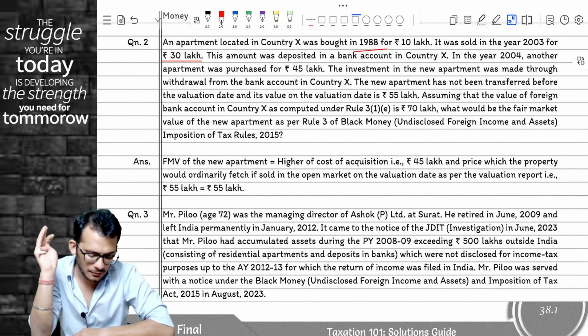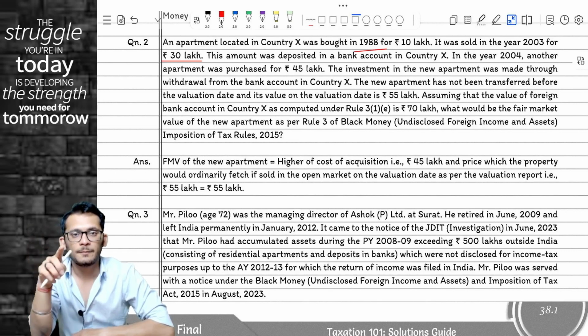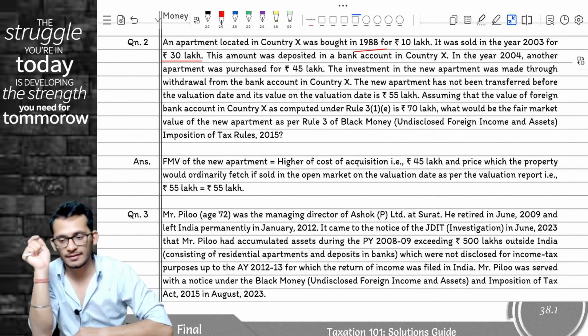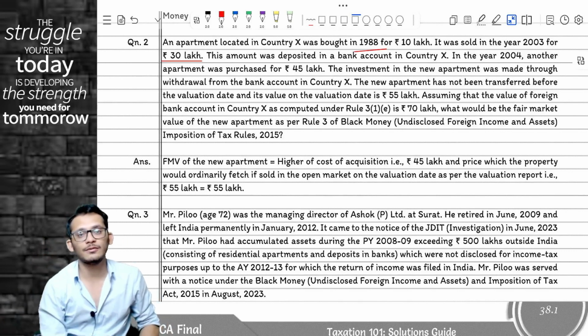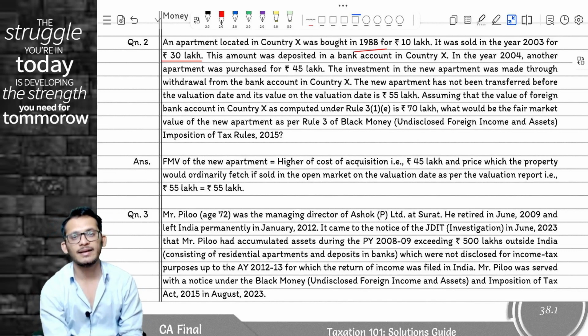Let's come to the bank account part. They're coming and saying, assuming that the value of the foreign bank account is 70 lakhs, what would be the value of the new apartment? Now, bank account will be 70 lakhs minus the 45 lakhs. Why, Rahul, 45 lakhs? Because this 45 lakhs was withdrawn from the bank account and put into the asset, which is anyway getting taxed at 55 lakhs.